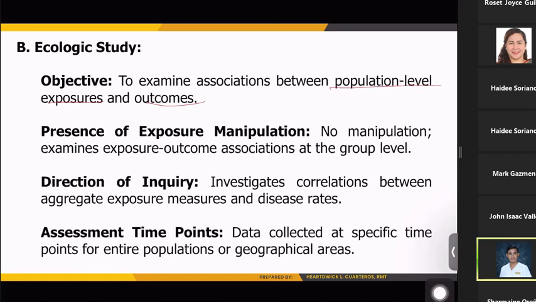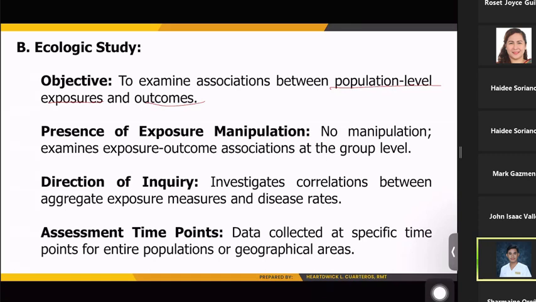They investigate through correlations. Okay? So, they correlate between aggregate of exposure measures and disease rates. Okay? So, correlation, as Ma'am Sarah said, they correlate their investigation in the exposure and outcomes or disease rates in a certain community or population.